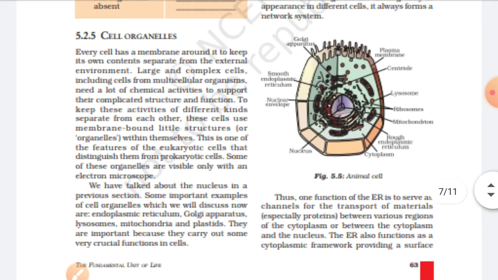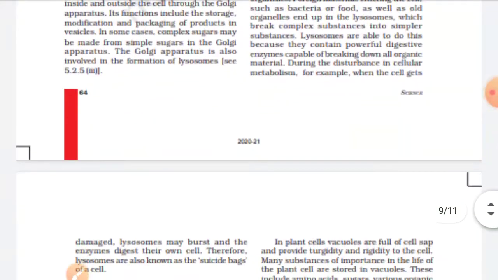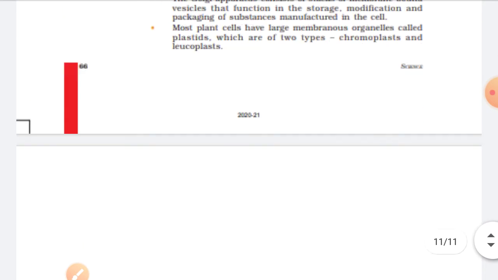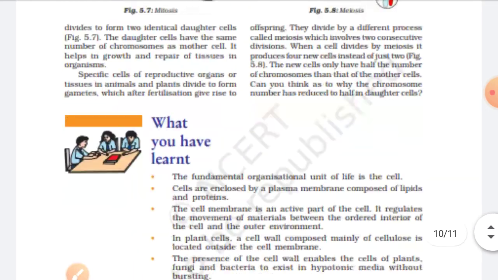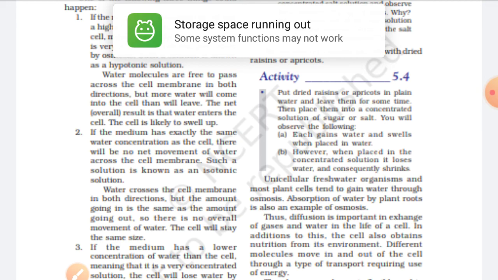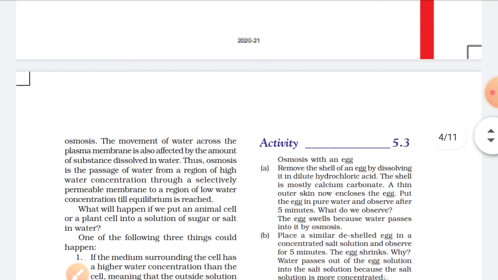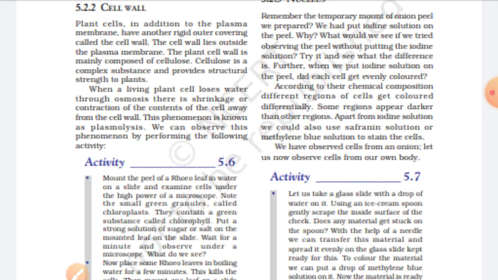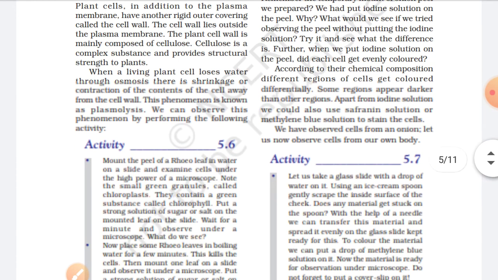So let me see how many pages are there by which I can complete the chapter at a time. So okay, we can cover it in this video. We are going to read about nucleus. So the pages are loading, so you have to wait for some time. Where is nucleus? Nucleus is a very interesting topic, so you will love it.